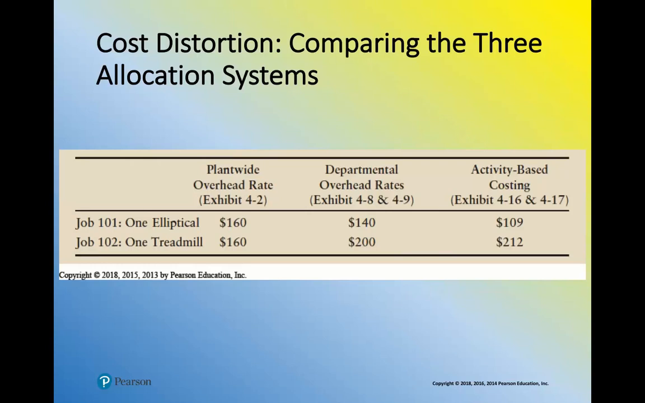All right, so we can see our cost distortion. So we started with 160 for plant-wide for both. When we just broke it down simply into 2 departments, we already have a disparity there. And then when we have our activity-based costing, that's just growing as we get a more accurate representation of where we are using the resources.